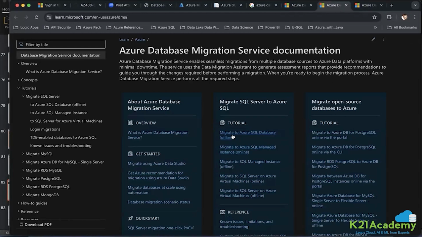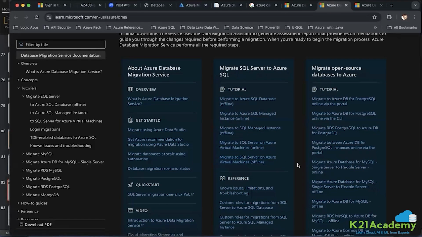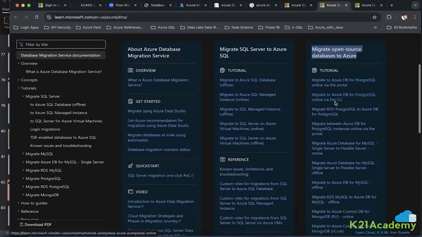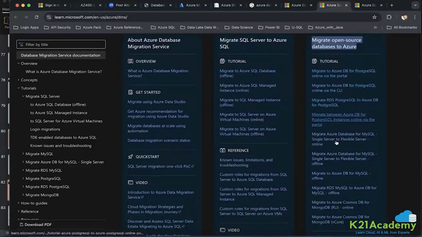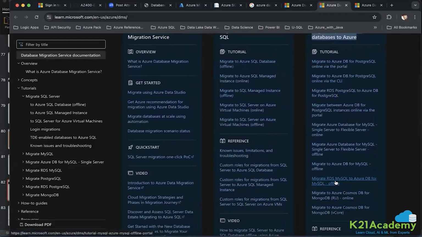For example, if I'm planning to migrate to Azure SQL DB, Azure SQL Managed Instance, or SQL Server on Azure Virtual Machine, online or offline, right? This is purely from SQL Server to SQL Server. Other than that, for any flavor of database you are expecting, for example migrate to Azure DB for PostgreSQL online via the portal, different database migration scenarios are given to you.